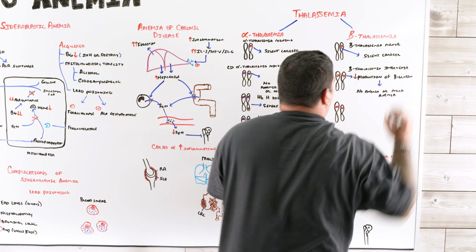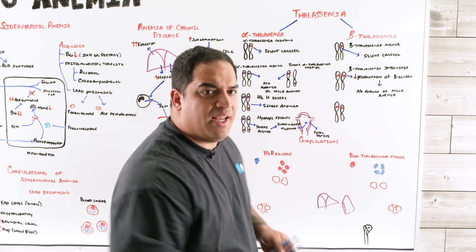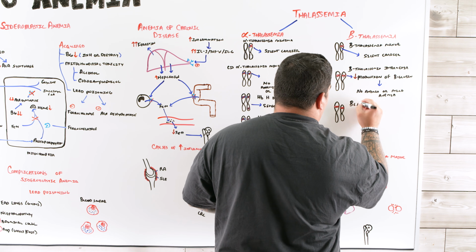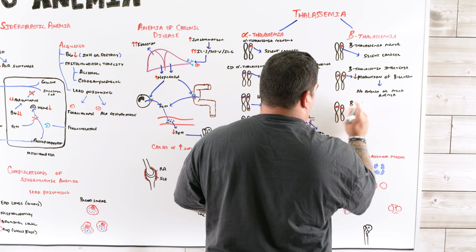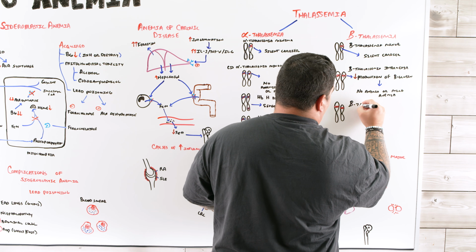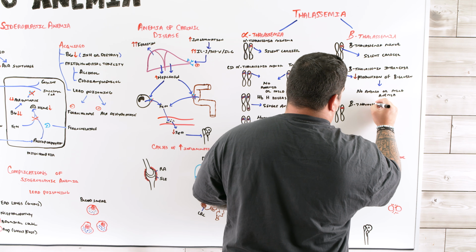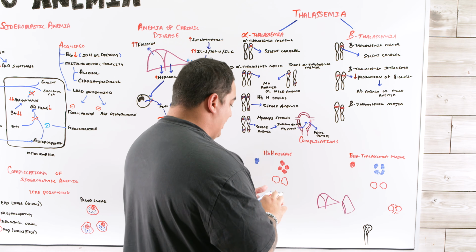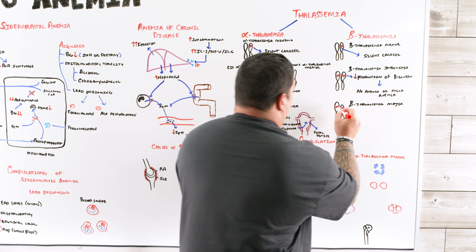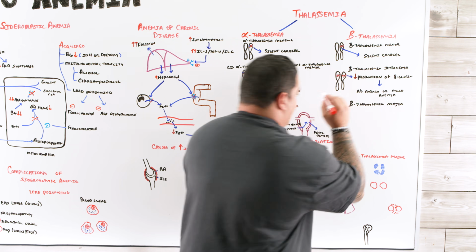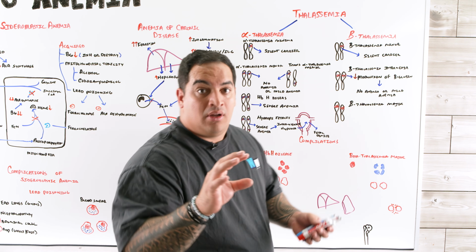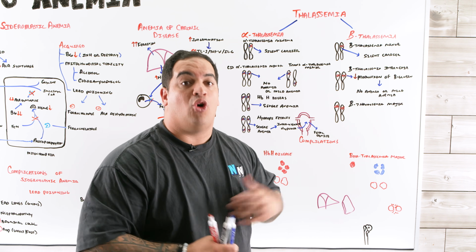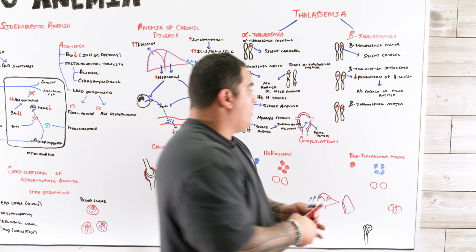All right. The last one is the worst case scenario. This one is called beta thalassemia major. In this potential scenario, you have a point mutation in both of the beta globin chains where you don't produce any of that protein. So there is an absence.